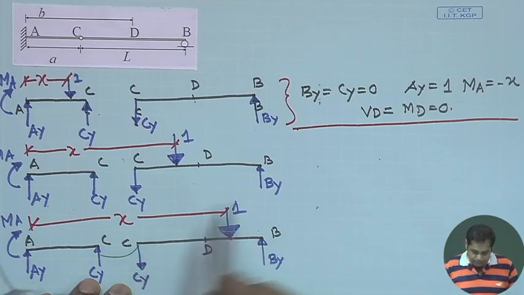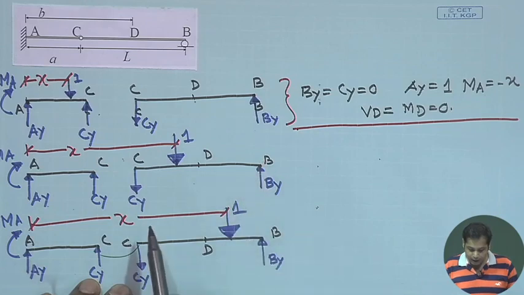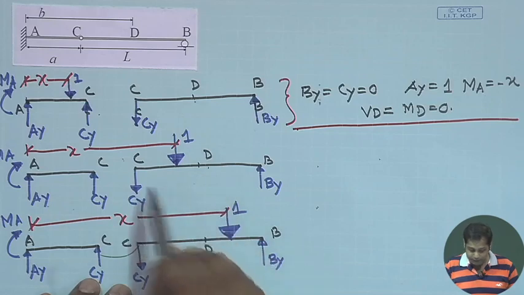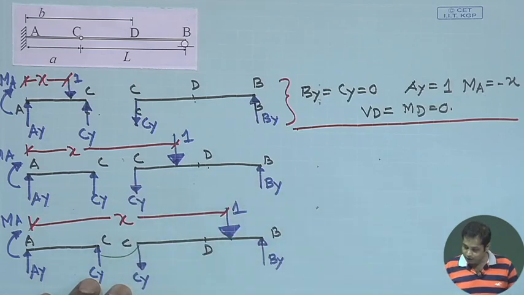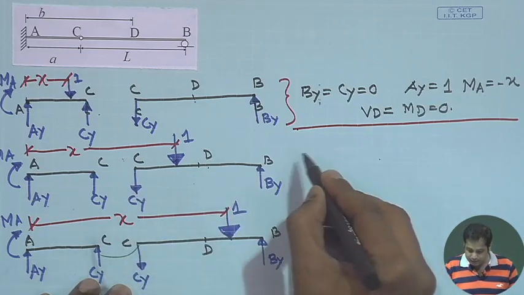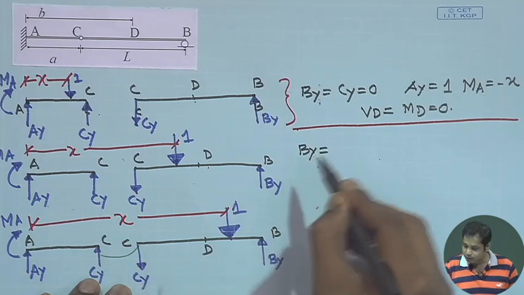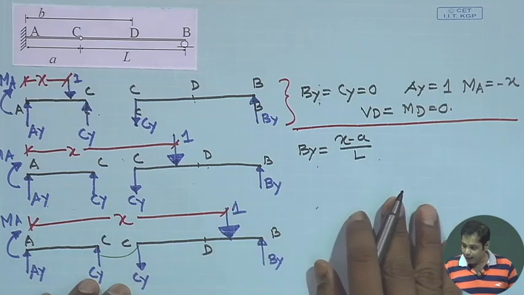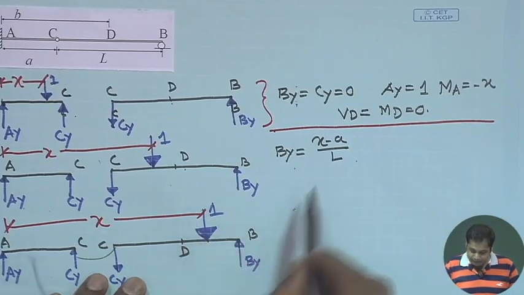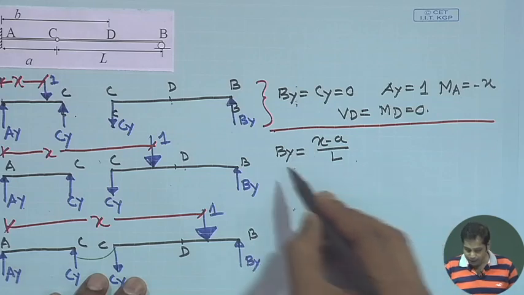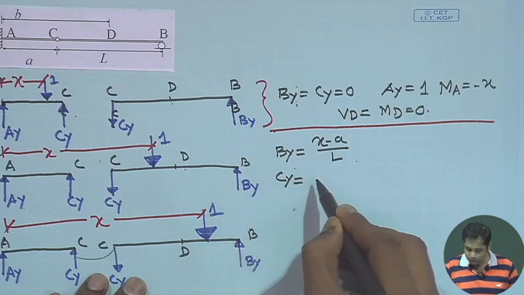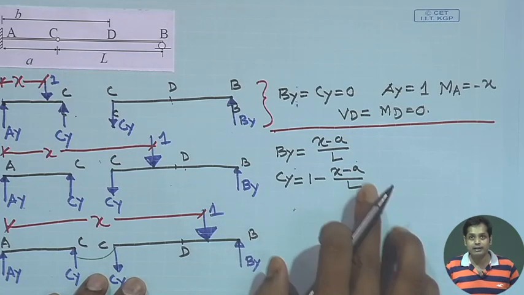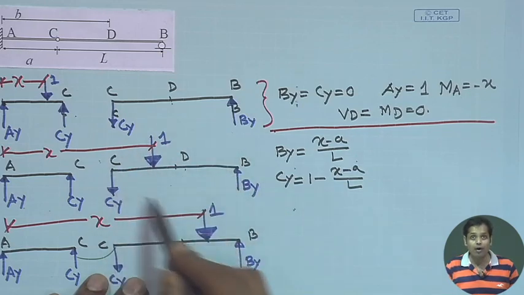Now, let us consider this case. If we again consider this free body diagram, apply the equilibrium condition, summation of vertical forces is equal to 0, summation of moment at C or moment at B is equal to 0. What expression we get, you please verify, is By is equal to x minus A by L, and similarly we can calculate Cy is equal to 1 minus x minus A by L. This we can obtain by applying the free body diagram on this part.